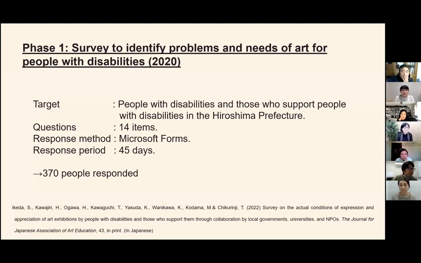Here is phase one. This survey is designed to grasp the actual conditions of art expressions, art appreciations, and digital device use by people with disabilities as basic data for phase two, and to clarify difficulties and needs in art making and appreciation activities. 370 people responded to this questionnaire.